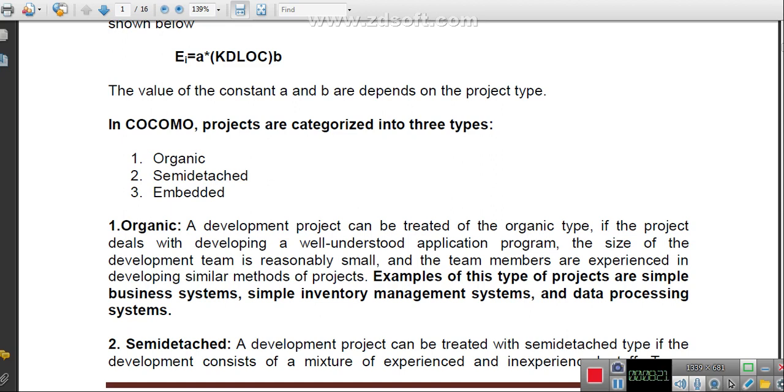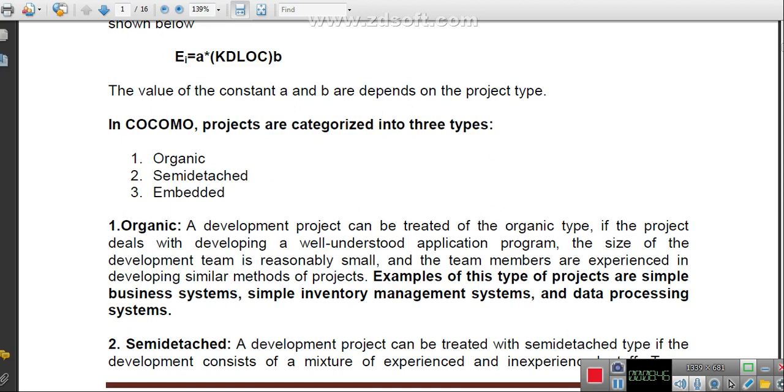Yes, 0 to 50 KLOC. Am I right? Very good, very good. Just a moment. So if your KDLOC is between 0 and 50, you can say this is an organic type of project.